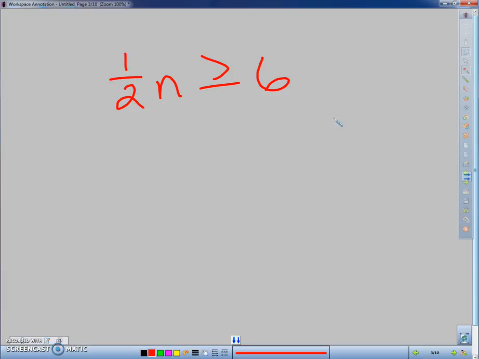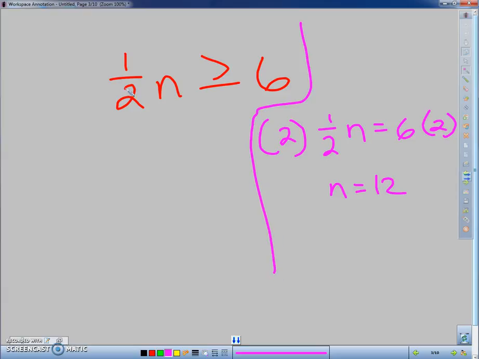So I want to solve this by multiplying. Remember, if we were dealing with just an equation, 1/2 n equals 6, we would solve that by multiplying both sides by 2, and we would go n equals 12. Well, that's virtually the same thing that we're going to do on this one. Instead of the equal sign, we have the greater than or equal to. So I'm going to multiply both sides by 2, just like we normally would. The 2 crosses out the 1/2, and that's left with 1. We have n is greater than or equal to 12.